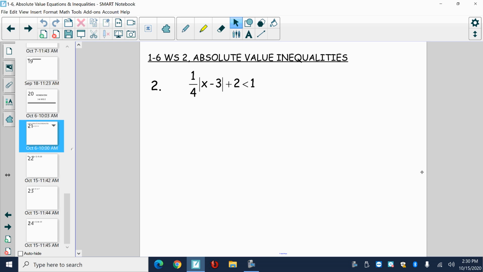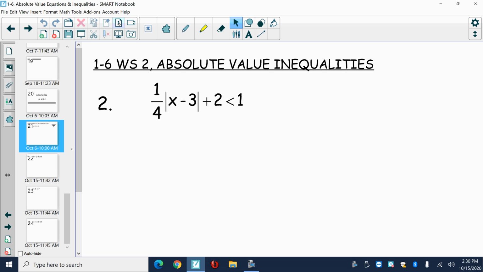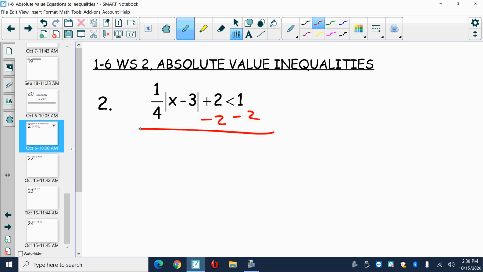Okay, we're going to go ahead and start Chapter 1.6 Worksheet 2. So if I'm doing Chapter 1.6 Worksheet 2, Step 1, we are going to eliminate the 2. I'm going to do that by subtracting 2 from both sides. 1/4, the absolute value of x minus 3 is less than negative 1.